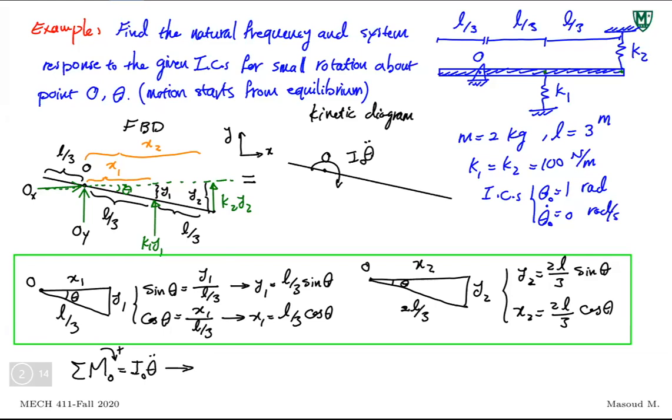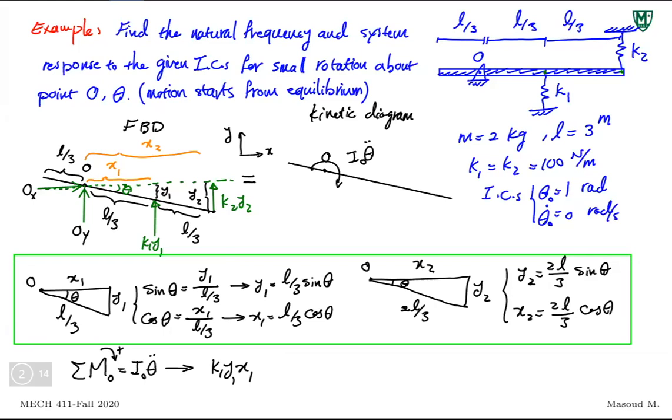So the first one is k1, y1, the force. Well, OX and OY do not do anything. I'm taking moment about point O, so OX and OY are out. K1, Y1 is the force multiplied by the distance of the force from point O. Now you see why I found X1.